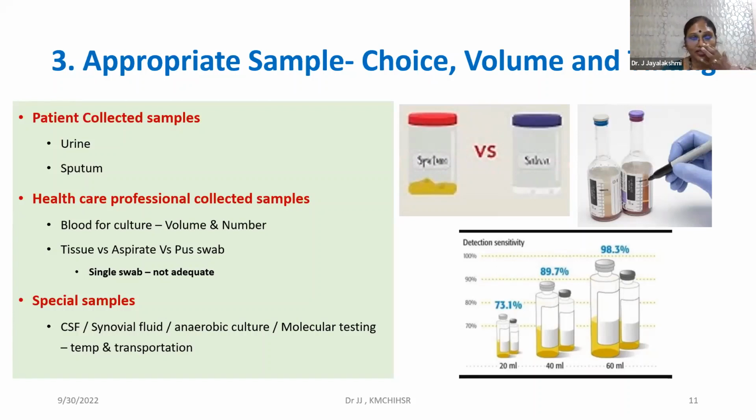Similarly, molecular test samples need to be refrigerated, or taken as early as possible, kept at 2 to 8 degrees centigrade and brought immediately to the laboratory. That would be the best way of isolating these samples.